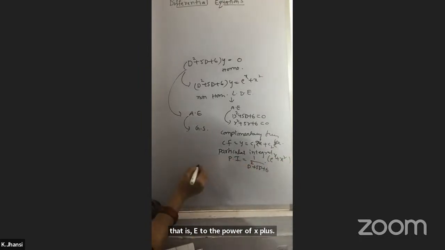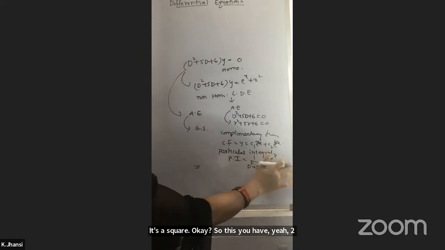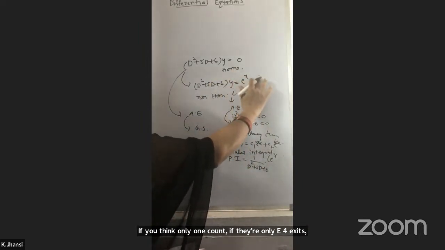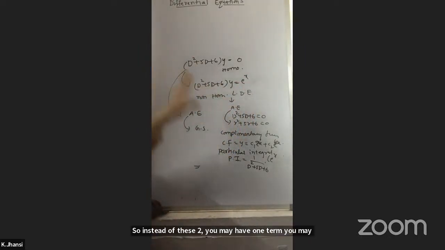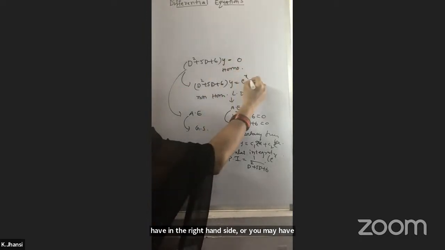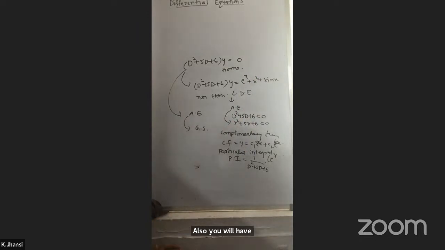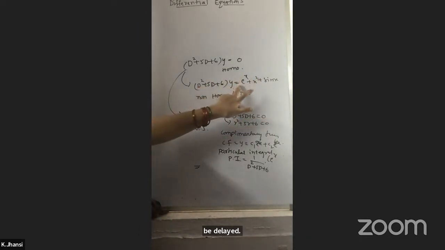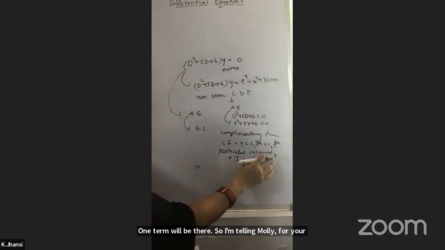Here you have two terms. In some cases only one term will be there, only e power x. Instead of two, you may have one term on the right hand side, or two, or even three. That is, e power x, x square, and one trigonometric function may also be there. Such types of problems will also be there. So I am telling only for your example, if only e to the power of x is there.